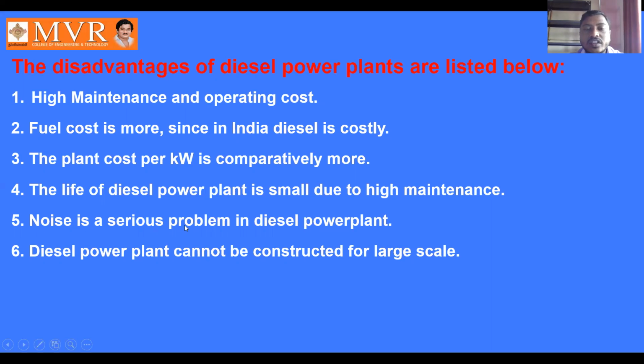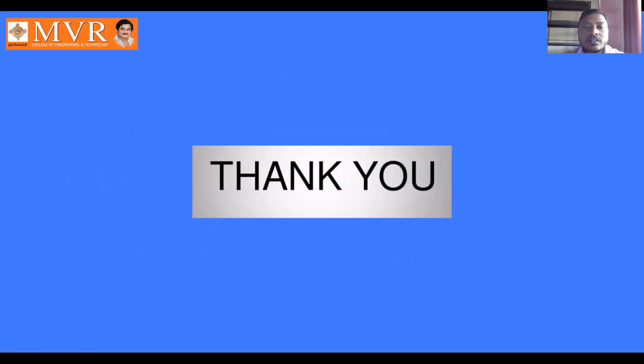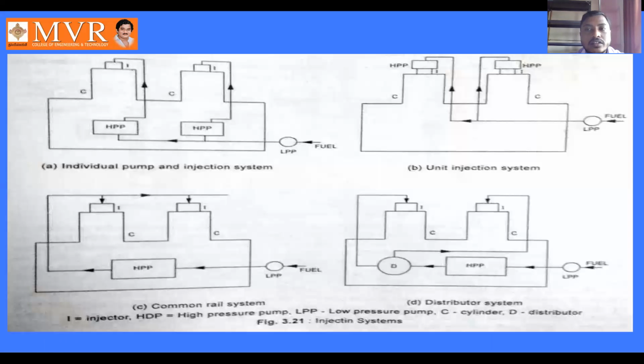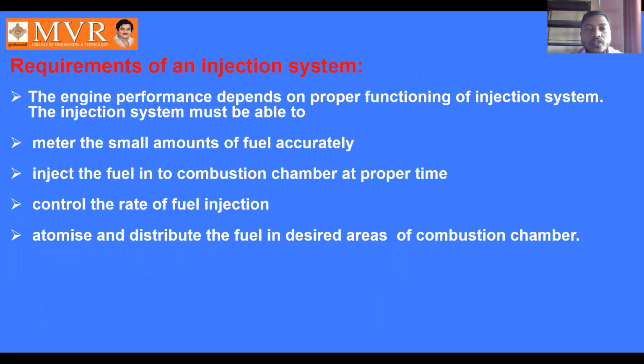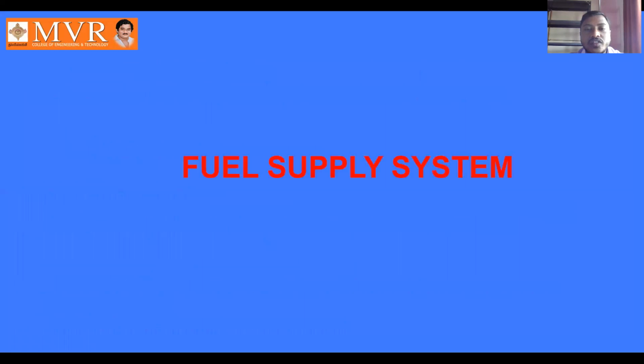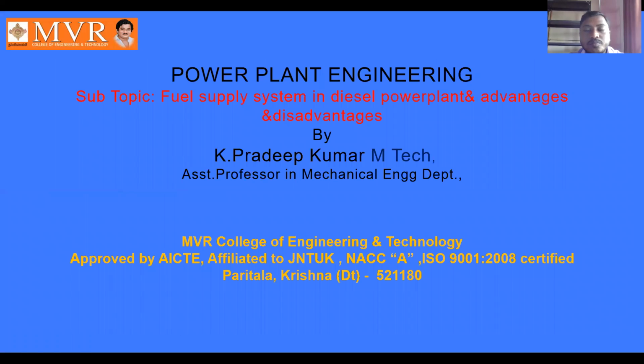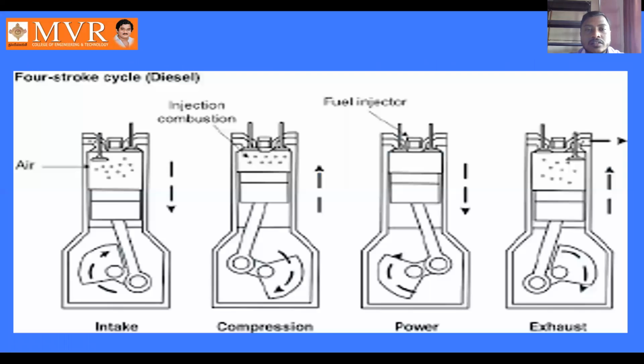Noise is a serious problem in diesel power plants, meaning they create heavy noise. Diesel power plants cannot be constructed on a large scale, and cannot be used for large scale industries. These are some of the disadvantages of diesel power plants. This is what we have studied in this unit about the fuel supply system and the advantages and disadvantages of diesel power plants.